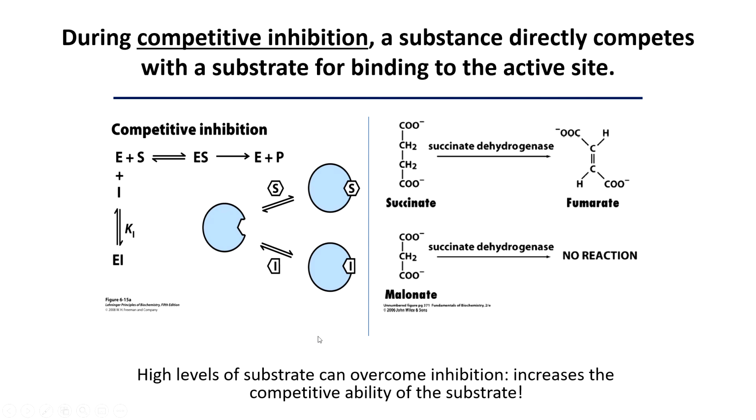This means one of 2 things: that high levels of substrate can overcome a competitive inhibitor. So if we put in 10 times more substrate than inhibitor, it's just more likely that this event will occur and this event will be less likely to occur. So this will actually help overcome this inhibitor.